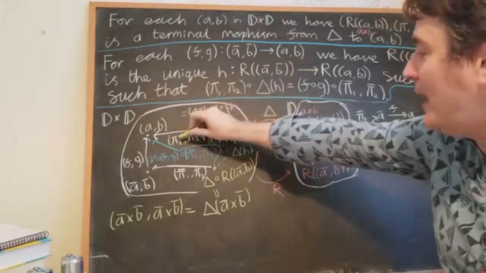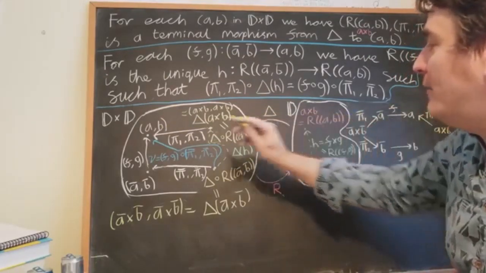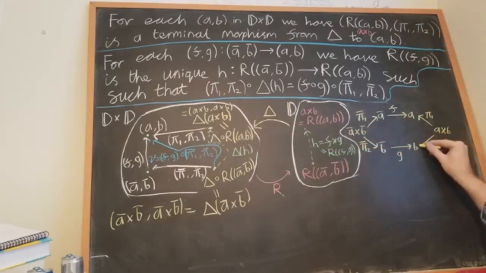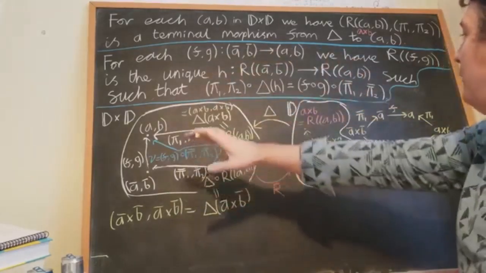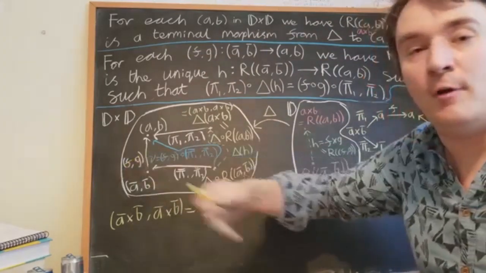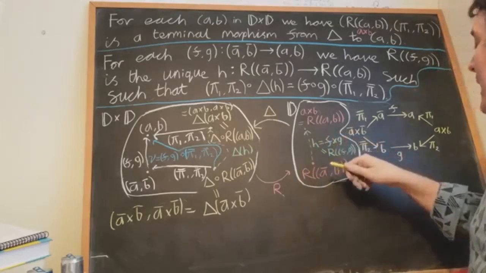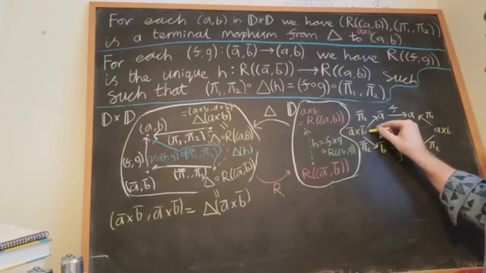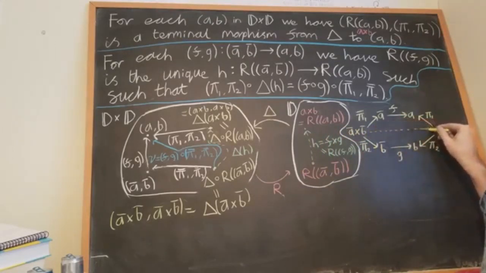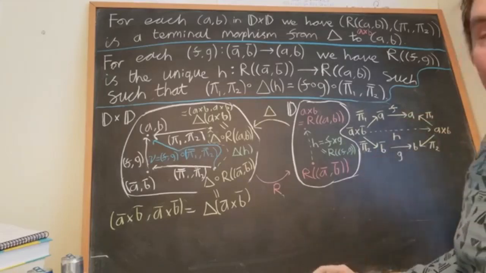And we also have this set up here. So we have an arrow pi 1 from A times B to A, and we have an arrow pi 2 from A times B to B. And now what all this argument is saying, what this sentence is saying here, is that we can consider the image of f, g under this product functor R. In other words, we can consider f times g to be this unique arrow from A bar times B bar to A times B, which is going to make this diagram commute, okay?